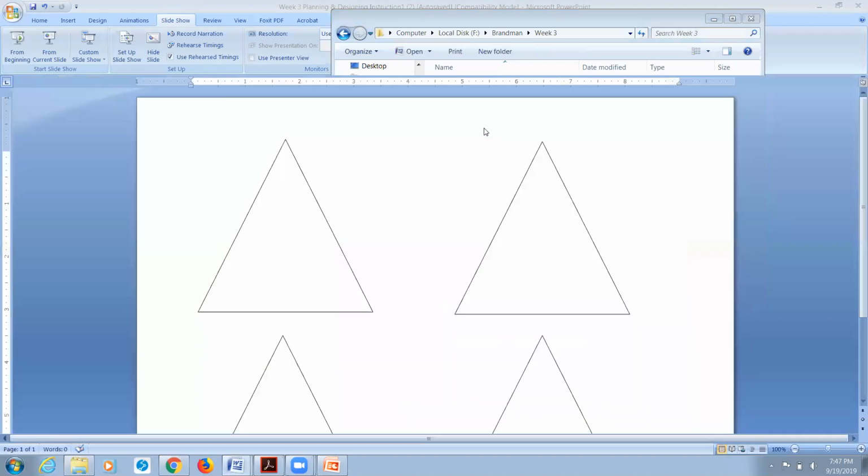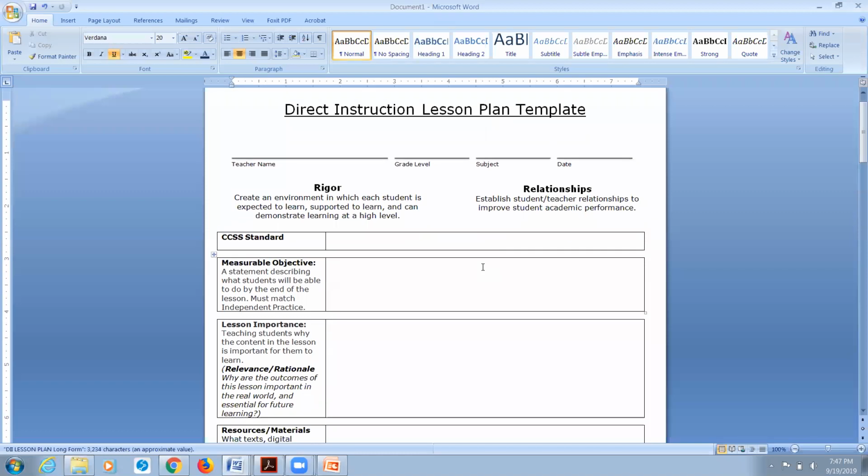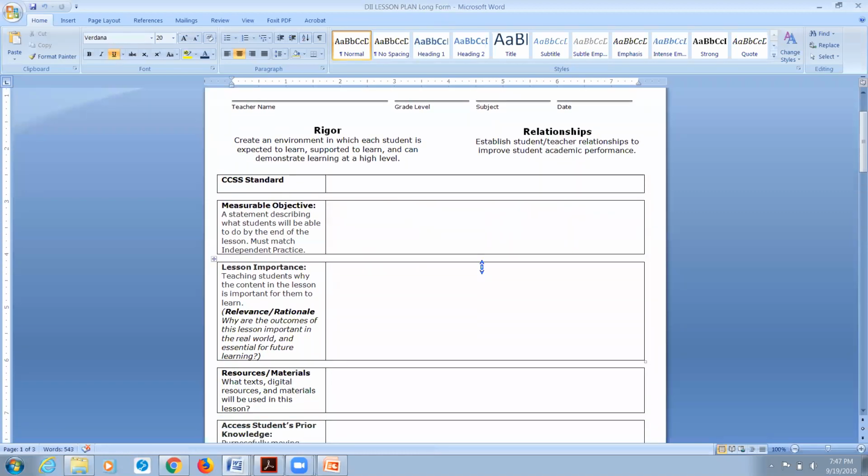And I'm going to make this available to you, not these triangles. This is an activity I was doing. Okay, this is the direct instruction lesson plan template, and I'm going to make this available to you because for your assignment on creating a lesson plan, I want you to use this, not the one Brandman gives you. This one will get you much further and it'll make you a much better teacher.